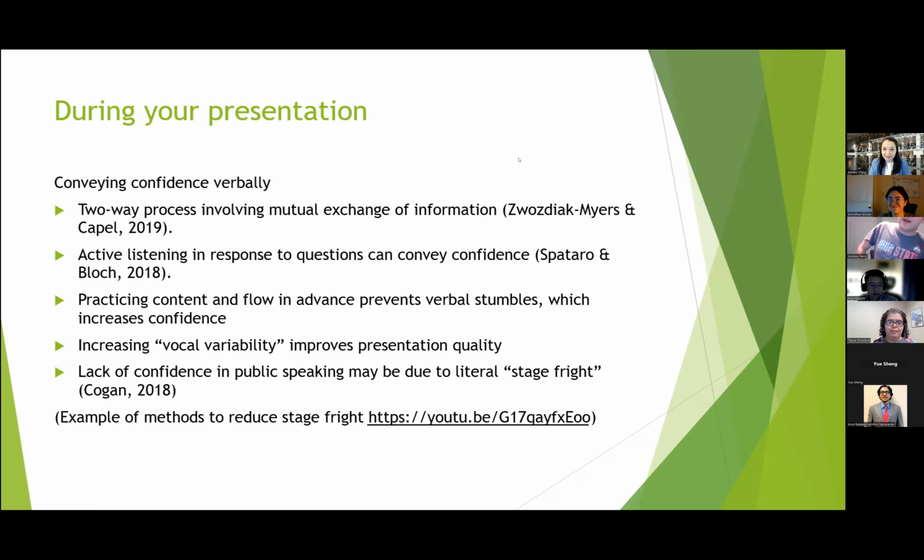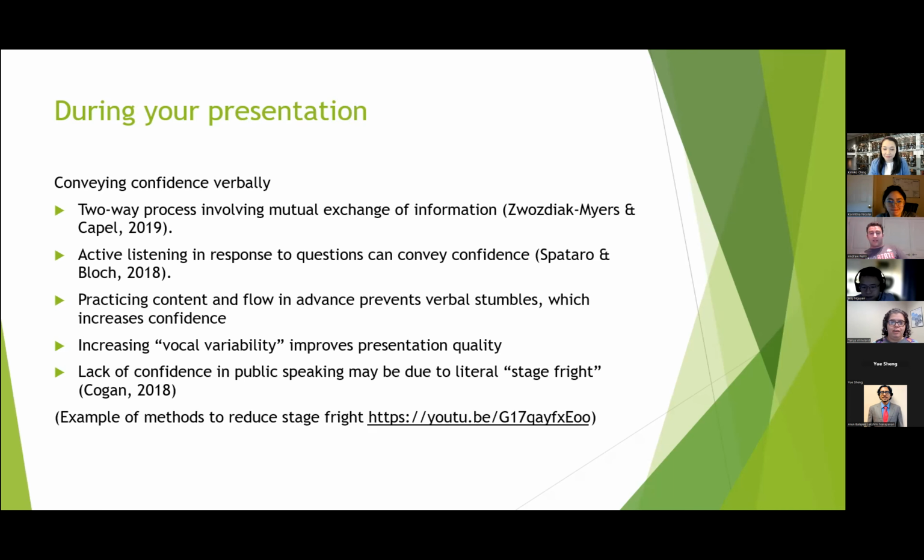12 minutes goes by very fast. I think most people will say that 12 minutes it goes by faster than you might like. It goes by faster than you might expect. However, it's still 12 minutes. And for 12 minutes, you've got to convey that confidence.